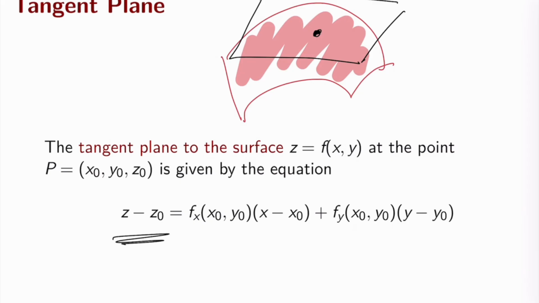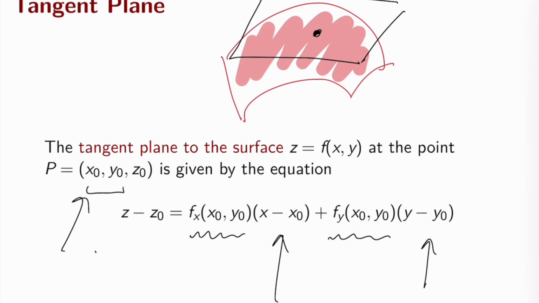Z minus the third component of the point, and then the values of the partial derivatives at x0, y0, meaning the two partial derivatives evaluated at x0, y0, and then multiply by x minus the x of the point and y minus the y of the point. So this will give us the equation of the tangent plane.